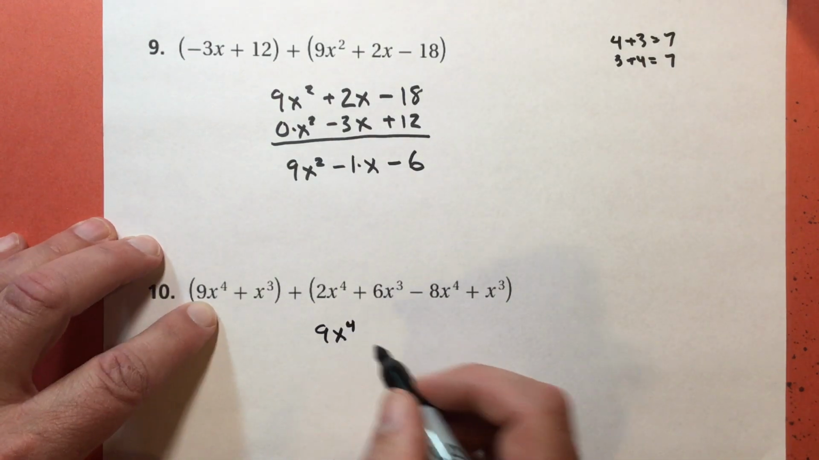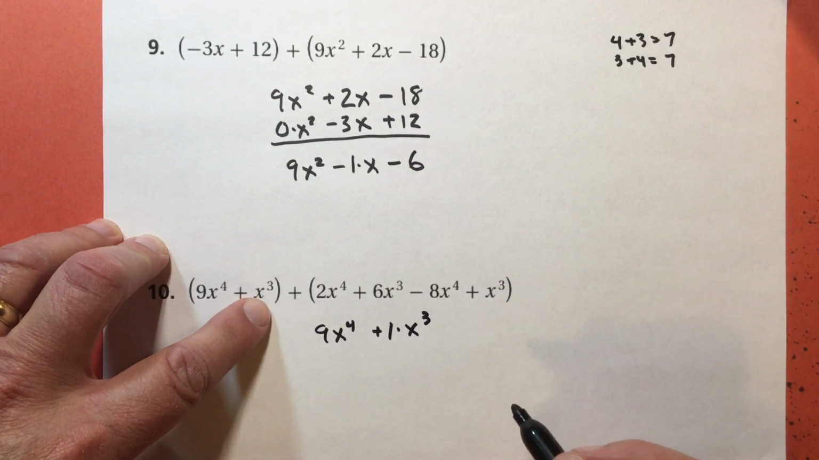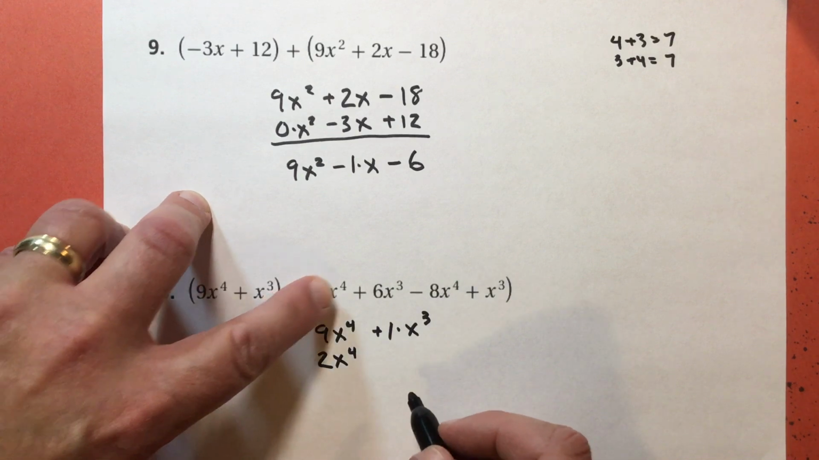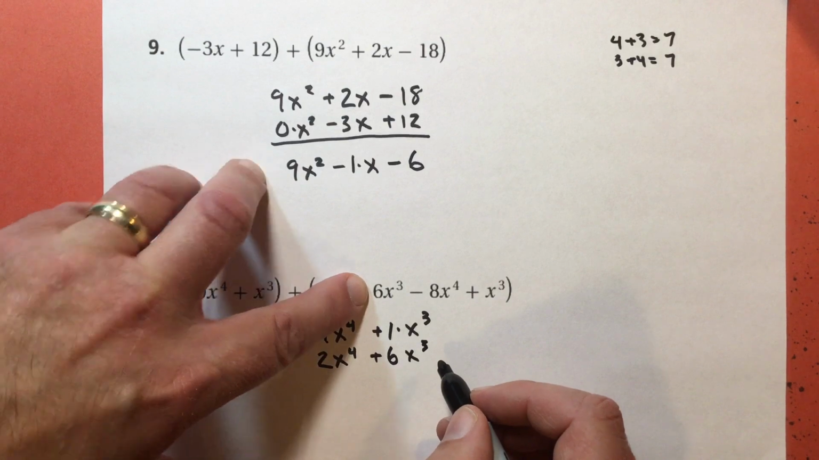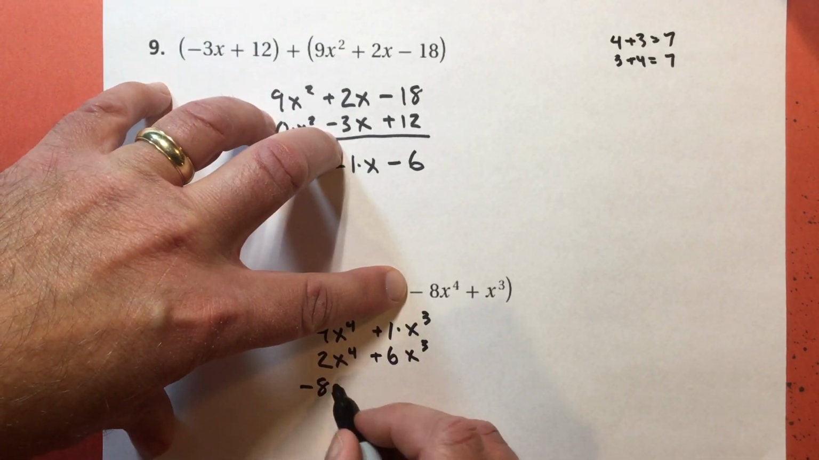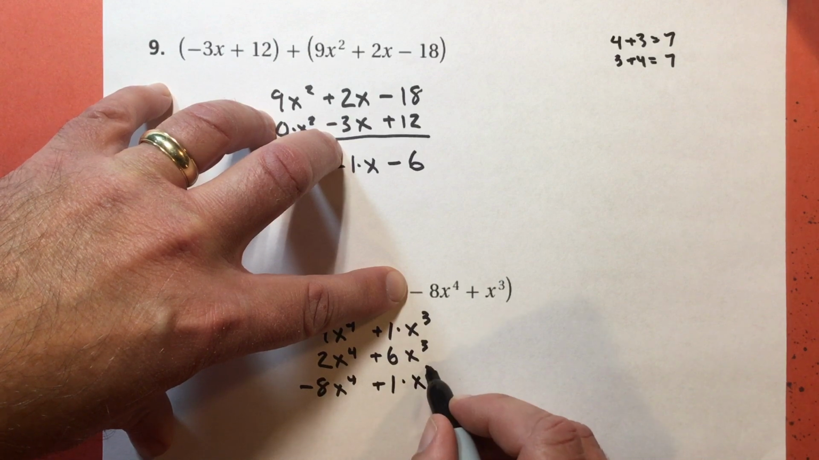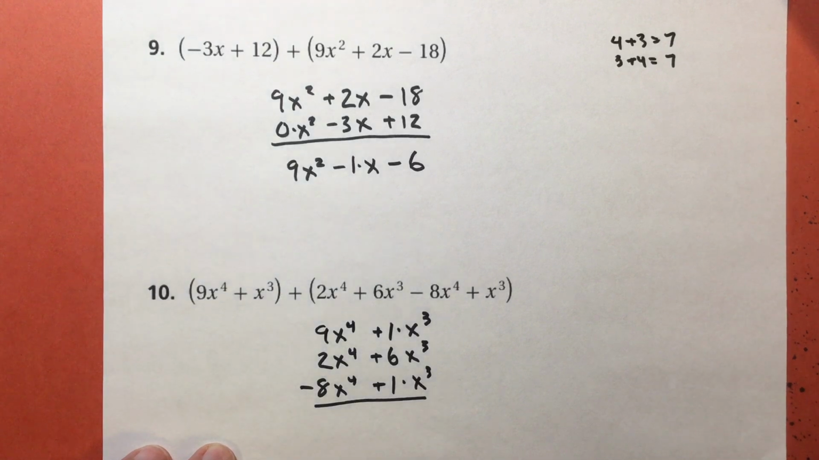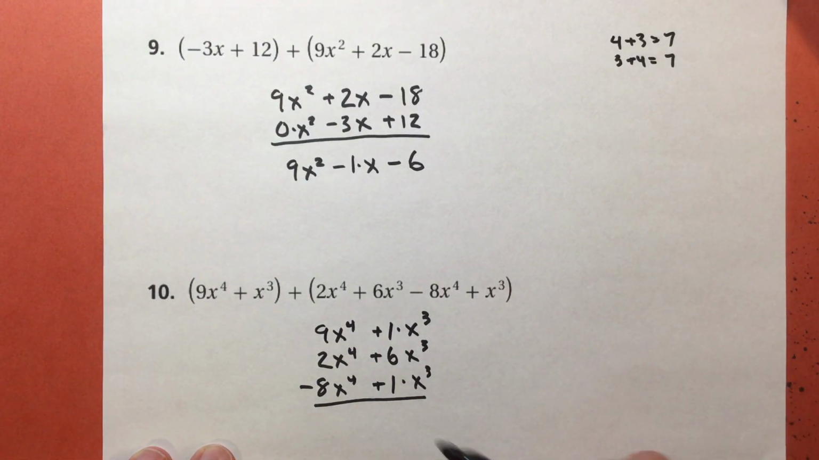9x to the fourth, that's that, plus 1x to the third, that's that. 2x to the fourth is going to go here. 6x to the third power is going to go here. -8x to the fourth power is going to go here. And one more x to the third power is going to go there. All right, now all my x to the fourth powers are lined up and x to the third powers are lined up. Good to go.